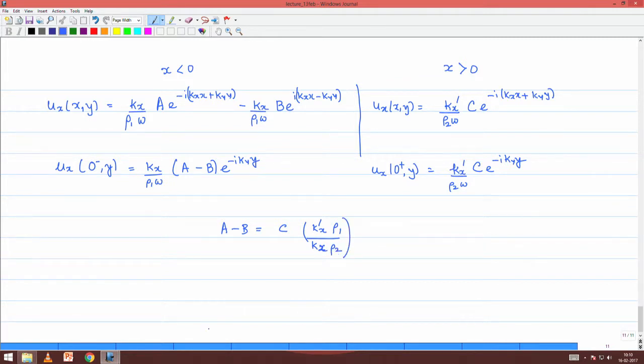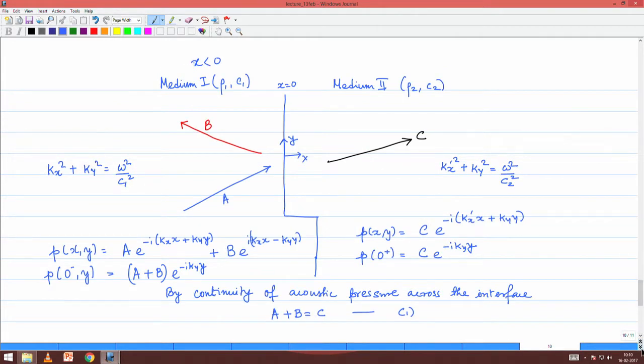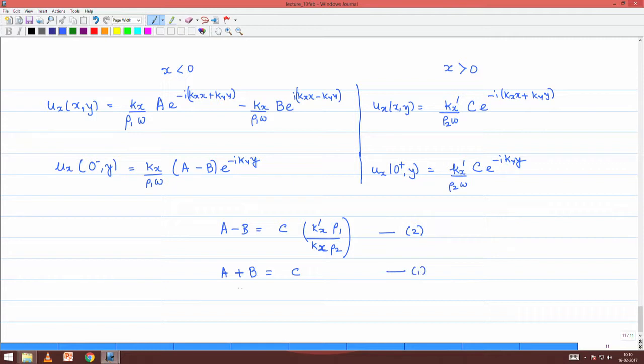Omega is the same between the two, and thankfully we already have established that k y between the two regions x less than 0 and x greater than 0 has got to be the same. So, that also does not bother us. What we are left with is (A minus B) equals C times this factor, which is k x prime rho 1 divided by k x rho 2. And this is our equation 2, and if we look back at equation 1, we had A plus B equals C. So, if we use these two equations, we could easily relate C in terms of A.